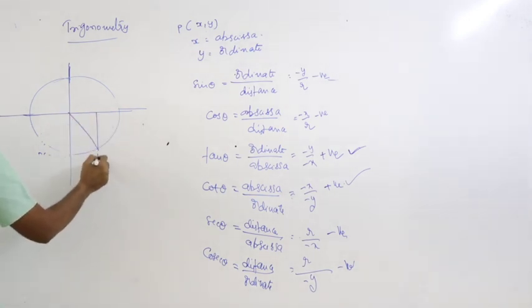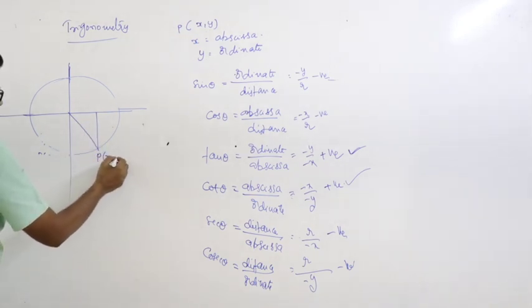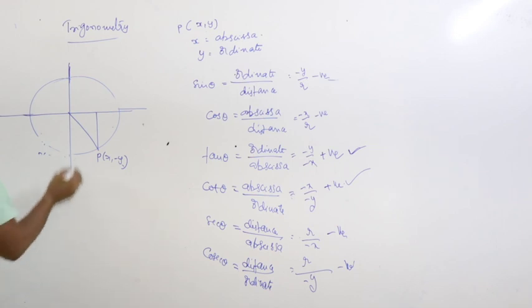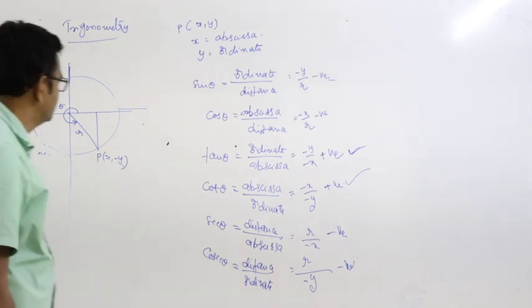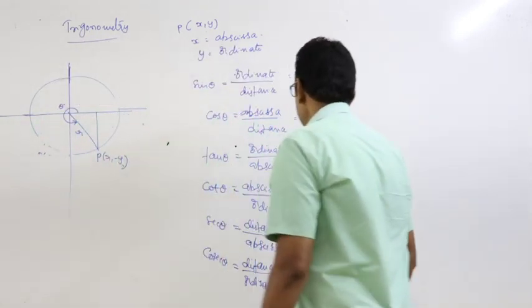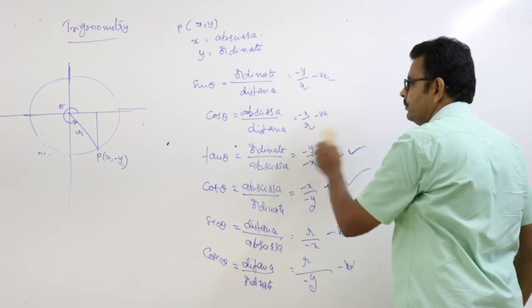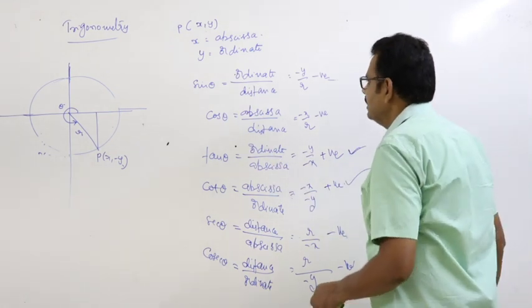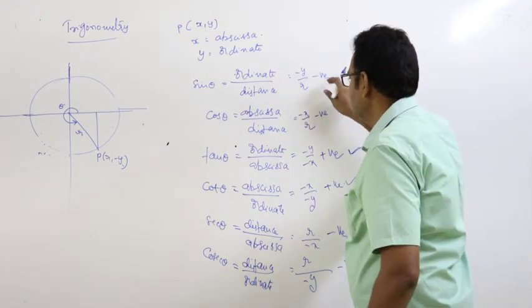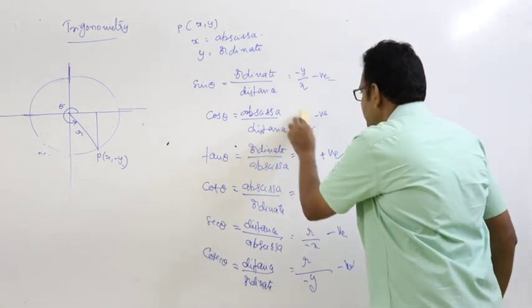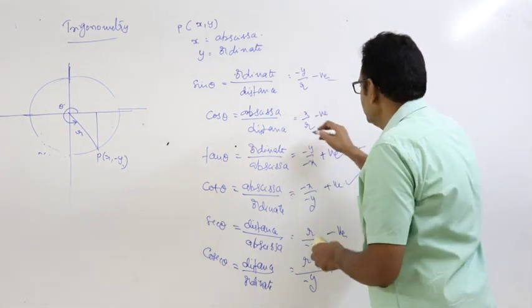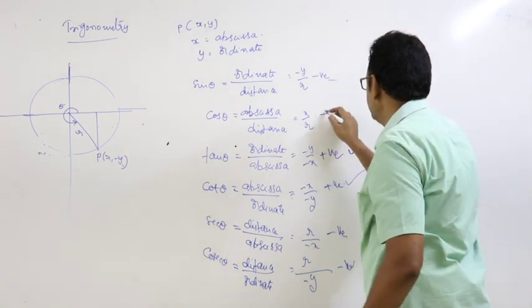Similarly, this is the point P. The x coordinate is positive, the y coordinate is negative. This is R, and it makes an angle theta. Fourth quadrant. In the fourth quadrant, what is sin theta? Ordinate by distance, negative. Cos theta is the abscissa by distance, x coordinate is positive, so positive by positive, this is positive.